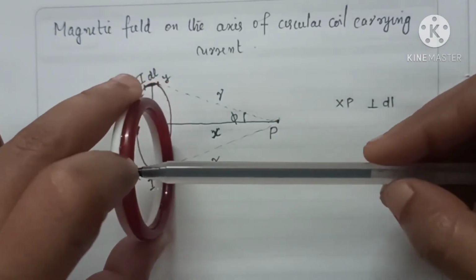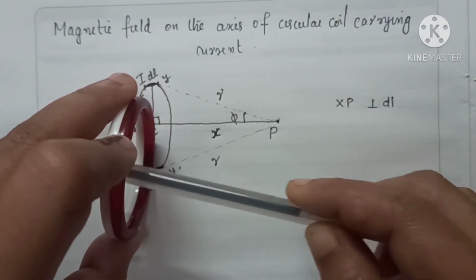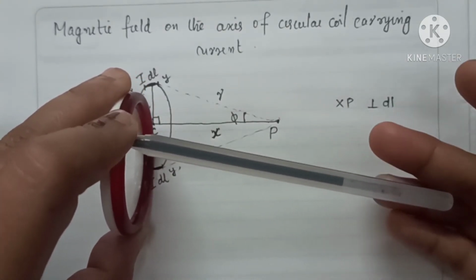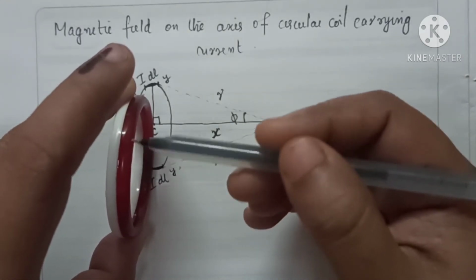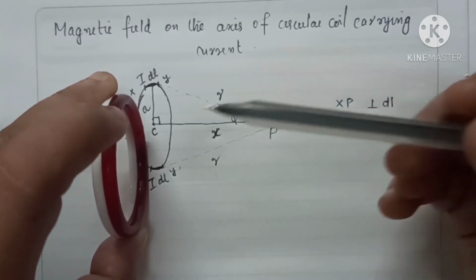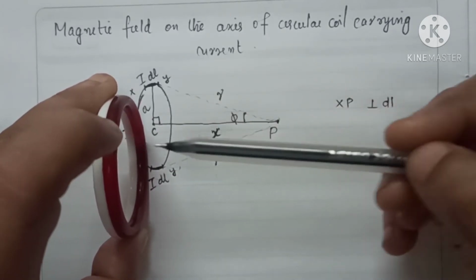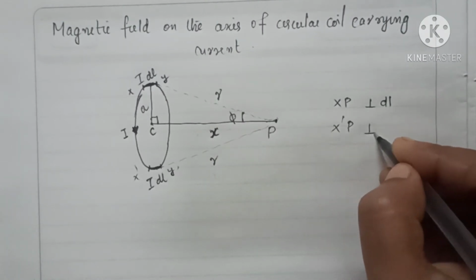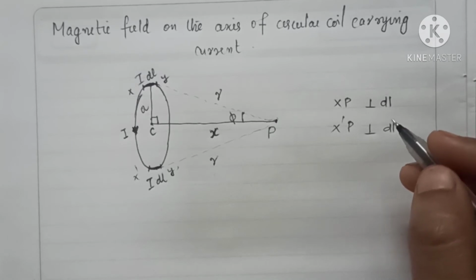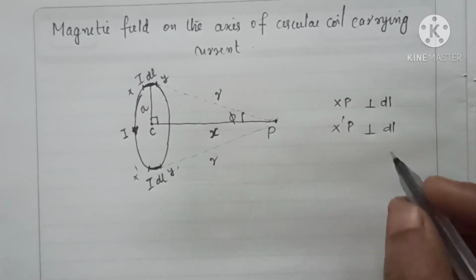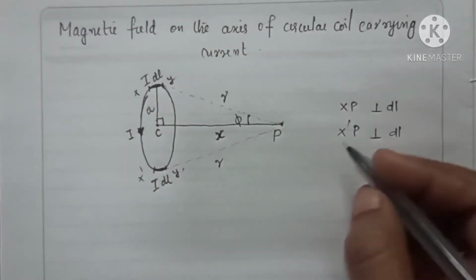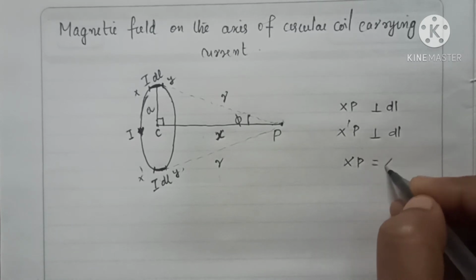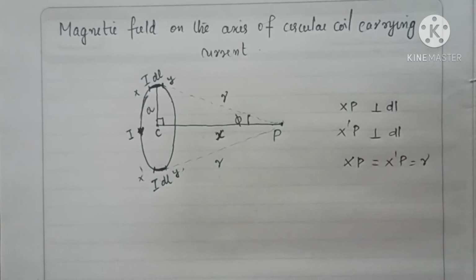Then if you consider a point, suppose this is the center and on its axis we have considered a point somewhere here. So this distance is taken as r. Now look here, this dl element and this distance XP are perpendicular. Similarly, in the bottom case also, X dash P is perpendicular to the dl element. Now XP and X dash P are taken as r.